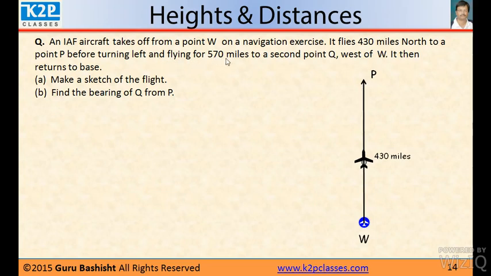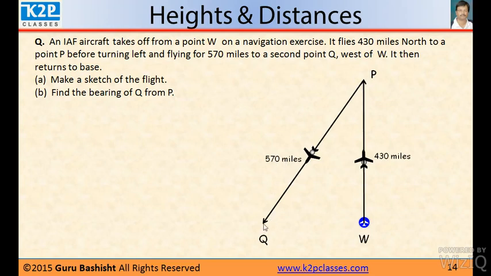Fly for 470 miles to a second point Q west of W. If it is left, then it will go like this. But what is written? Written is flying 570 miles to a second point Q west of W. So this is W, this side east and this side west. So west of W, from here it takes left and moves something like that and comes to a point Q, which is west of W, means on this line west of W.